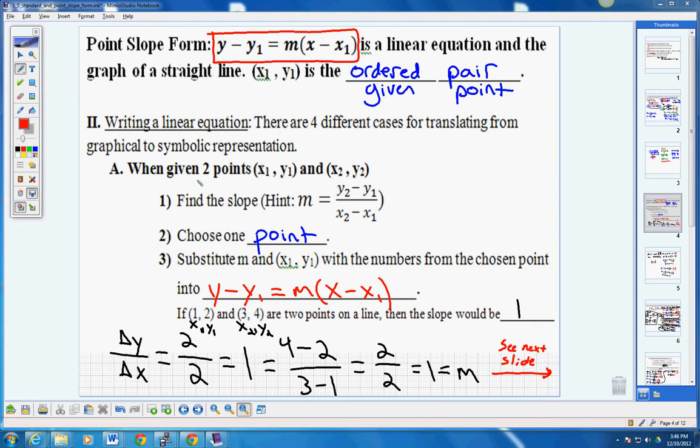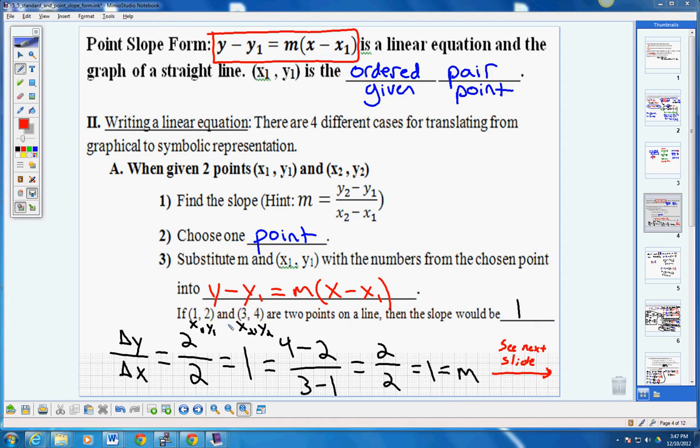So when we're given 2 points, we can identify 2 points. x1, y1 would be the first point, x2, y2 the second. Find the slope of it. Choose one of the points and substitute them back into the point-slope form for y1 and x1. So we substitute them back into this in order to see a linear equation.